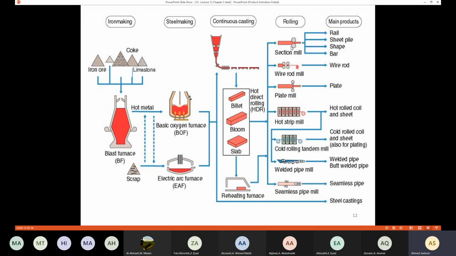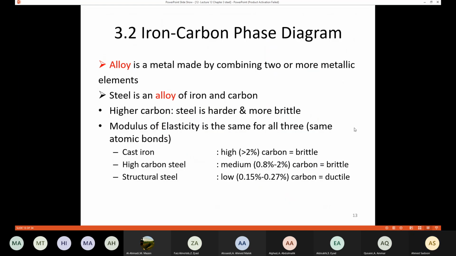This rolling is going to control the shape of the steel, and then I'm going to have the products, whether you are going to have rail, sheet pile, shape, bar, wire, rod, blades. All of this is the final products. Okay, so here I have the blast furnace, the first step. Then I'm going to have the second step, the basic oxygen furnace and electric arc furnace. Then I'm going to have the continuous casting. Then I'm going to have the rolling process, and finally I'm going to have the main products.